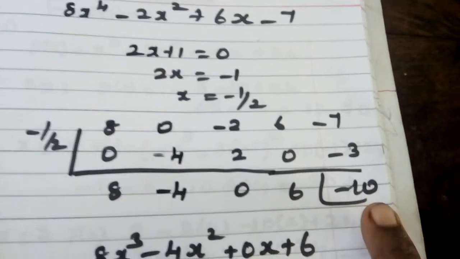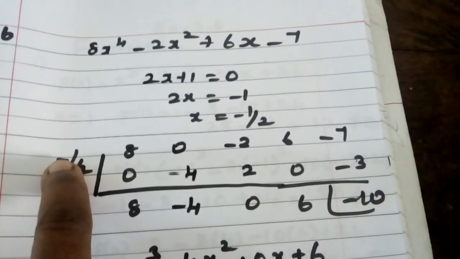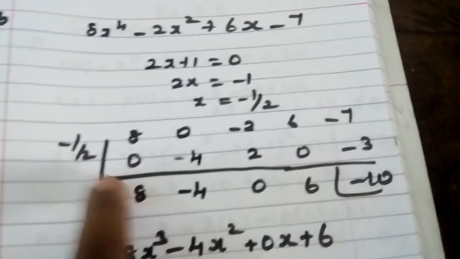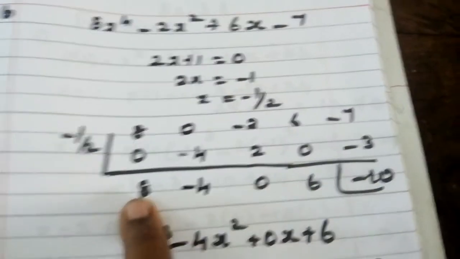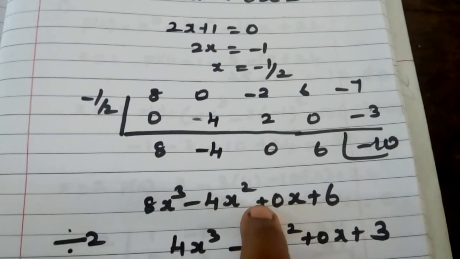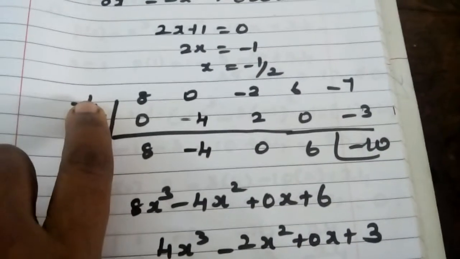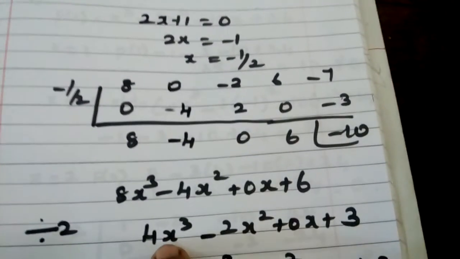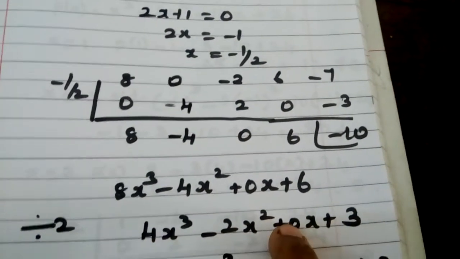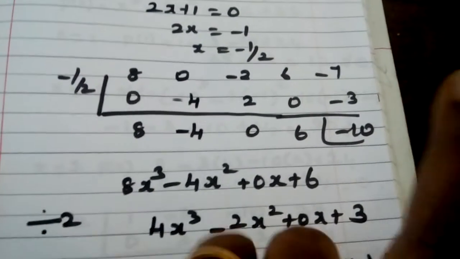So you'll be getting the values like this. Now this is your remainder. Now what we should do is, since it is minus half, we have to divide these values by 2. Okay, so 8x cube minus 4x squared plus 0x plus 6. Just divide this by 2 since it is in terms of a fraction. So we'll be getting 4x cube, minus 2x squared, 0x plus 3. So this is your quotient and that is the remainder.